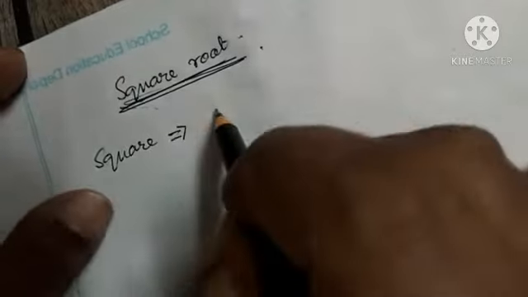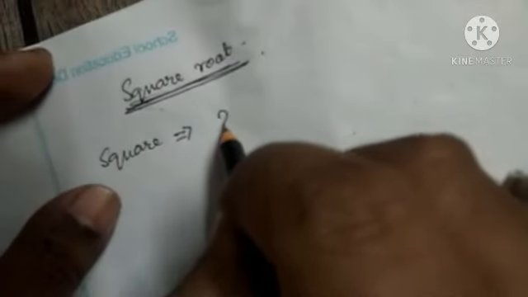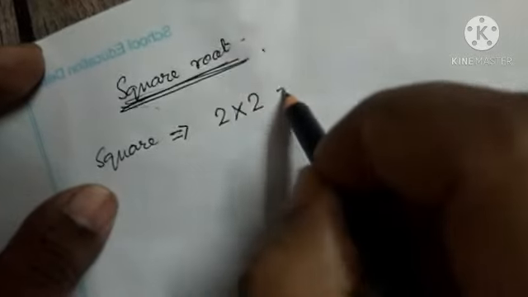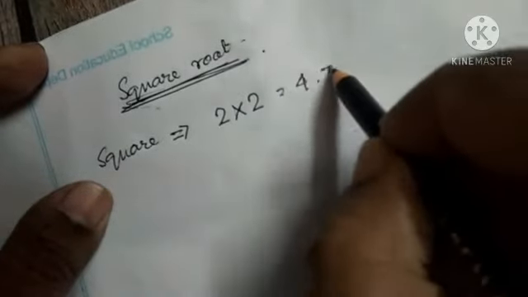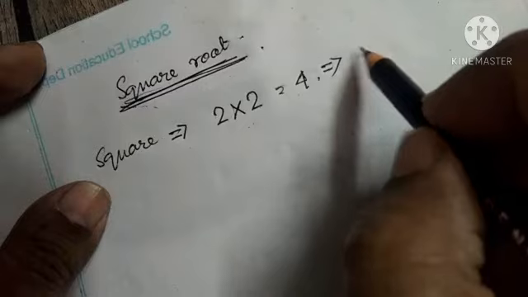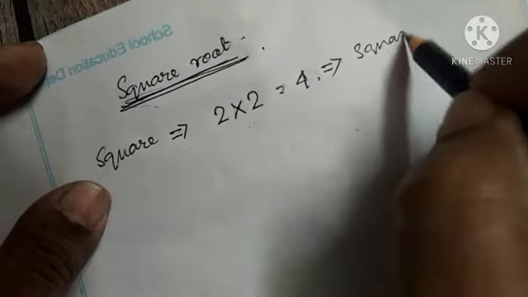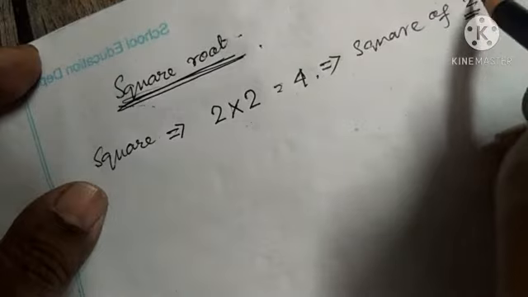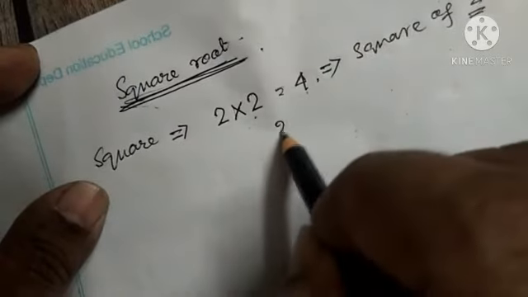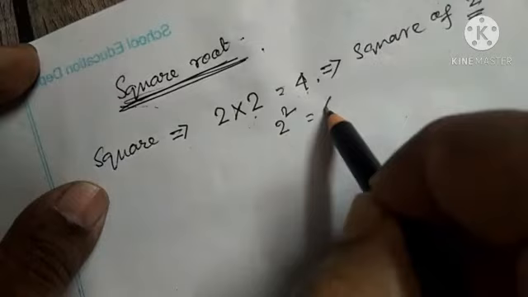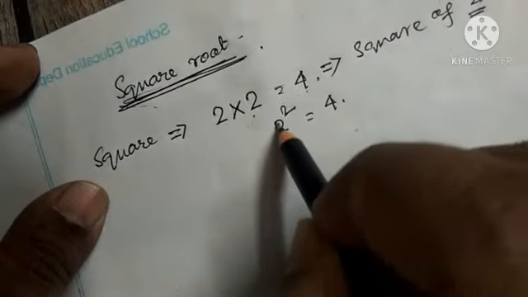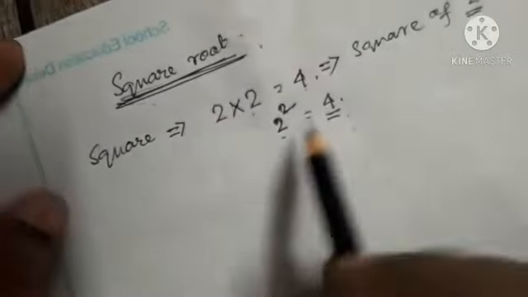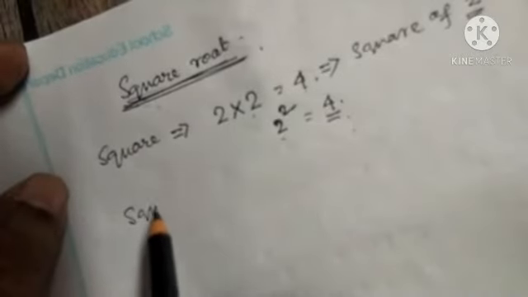Square means a number, suppose 2, multiplied by the same number, that is 4. This is the square of 2. Number 2 square is 4. Square of 2, that is 2 square, is equal to 4. Now, what is square root?